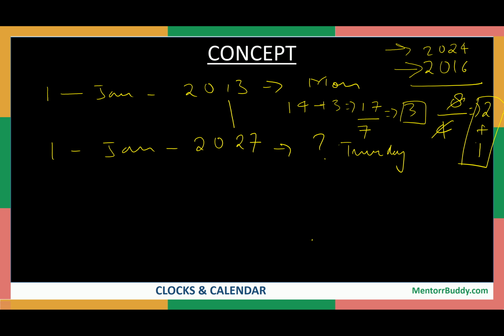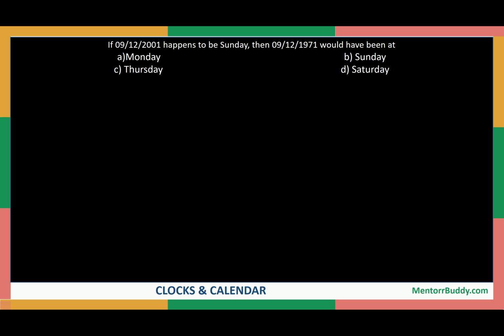In this situation we have in total 14 years, including leap years, so 1 odd day is already taken for the leap years as well. We just need to check how many leap years there are. In each leap year we have 1 extra day, that is 29th Feb, which is called 1 extra odd day, and we just need to add that. So let's understand our question. We write it in increasing order: 9/12/1971 to 9/12/2001.